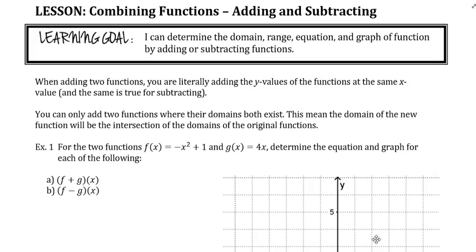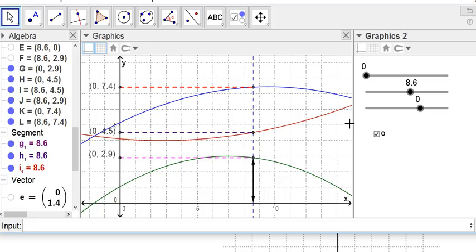So a bunch of the questions in the practice ask you to find the domain of the combination of functions, when you add two functions together, find the domain of that new function. And so you have to think of what's the domain of f, what's the domain of g, and then now I can determine the domain of f plus g. It's wherever they overlap, wherever both exist. Does that make sense?